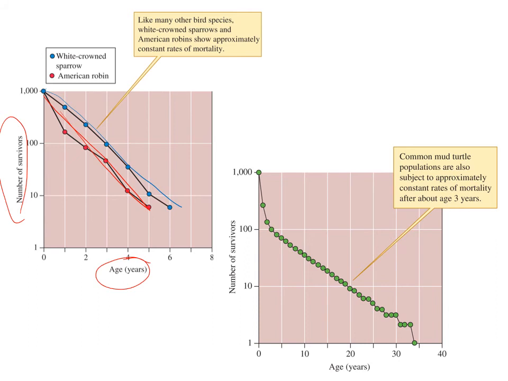And then the common mud turtle, we can see once it gets past its very high rate of juvenile mortality, then it also has a straight line. So it has a constant rate of mortality throughout its lifetime. And look at the ages on this common mud turtle. You can see they can live up to 35 years old. So once a mud turtle gets to be 3 years old, it's got a constant rate of survivorship for a long time after that.